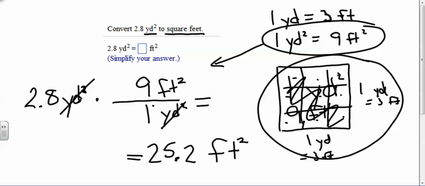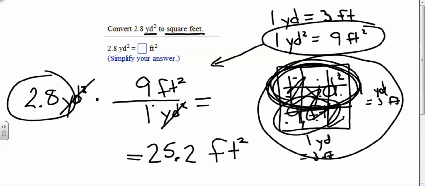And that would kind of make sense, because over here in this diagram we said if it was 1 square yard, it would be 9 square feet. So 2.8 is roughly 3 times as big as 1 square yard. So we should have a little bit less than 3 times the quantity of 9 square feet. And 3 times 9 is 27. So it makes sense that our answer would be a little bit less than 27, since 2.8 is a little bit less than 3 square yards. So our answer is 25.2 square feet.